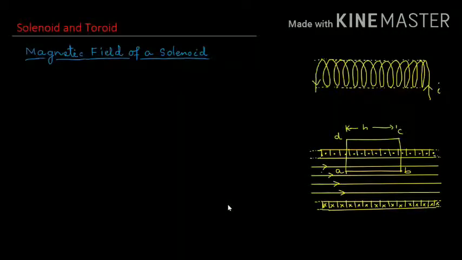Next we discuss the solenoid and toroid. Magnetic field of a solenoid. A solenoid is a wire wound closely in the form of a helix. The wire is conducting and coated with an insulating material. The length of the solenoid is much greater than its diameter.